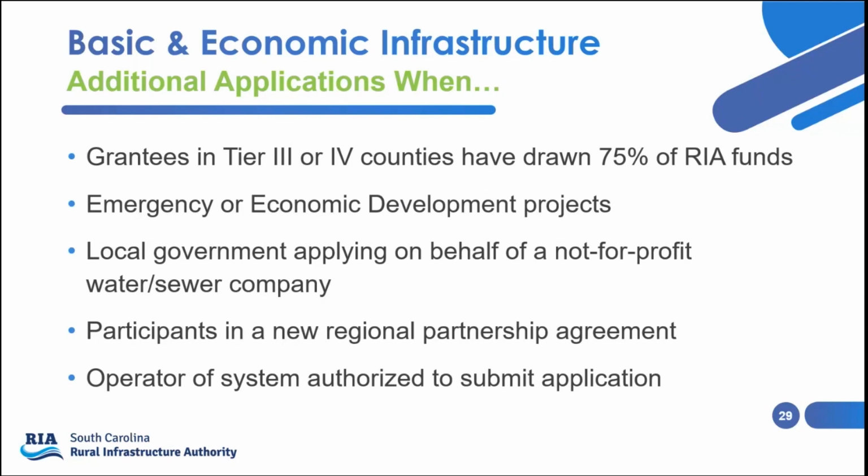In addition to the exceptions I reviewed with regards to ownership, there are also other variances to the thresholds that may allow for additional applications. For example, current grantees in Tier 3 or 4 counties at the time of application may be eligible to submit another application within the same competitive grant category if 75% of RIA funds have been drawn and documented. Again, this does not apply to state grants awarded as match or SCIP.